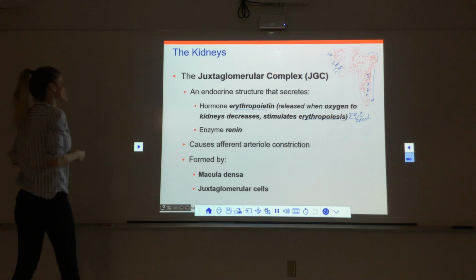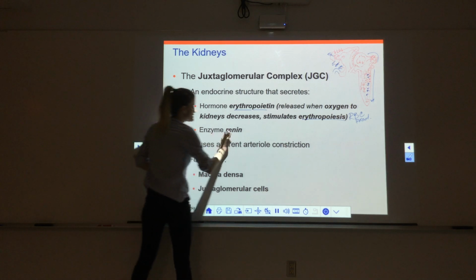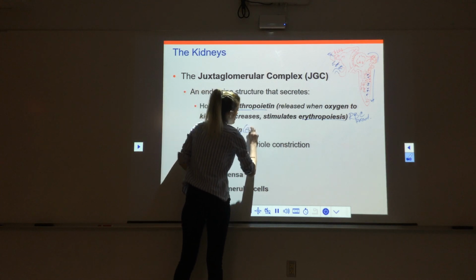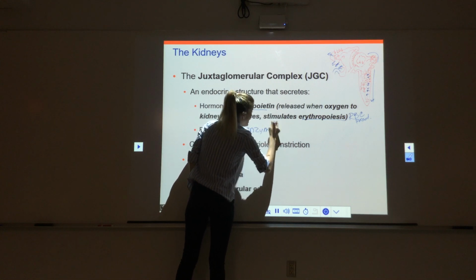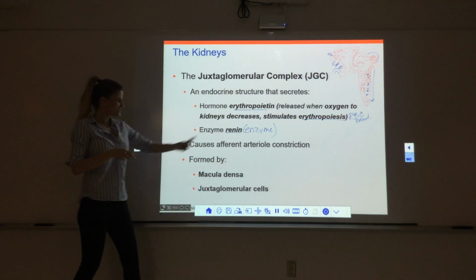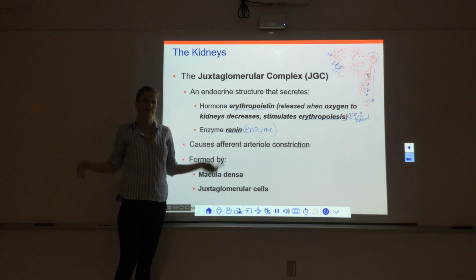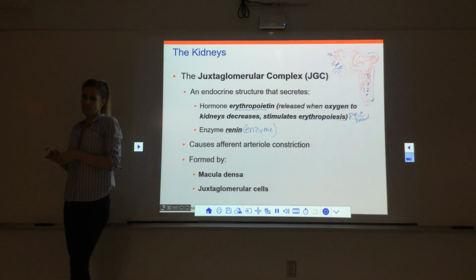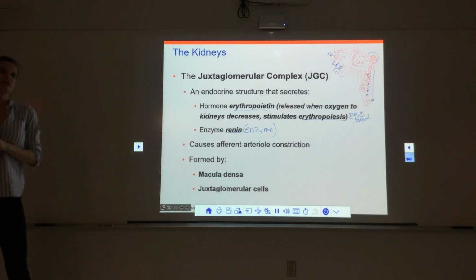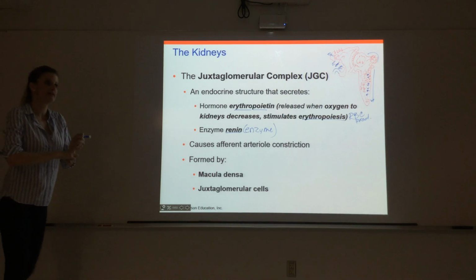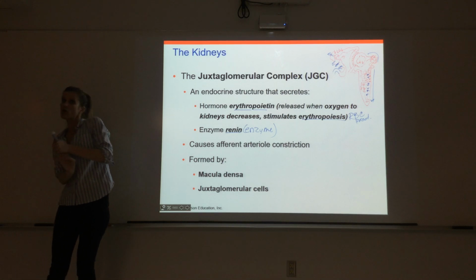The juxtaglomerular complex also releases renin. And renin is an enzyme. And what's renin related to? Like what big system? RAS, right? So renin, angiotensin, aldosterone.